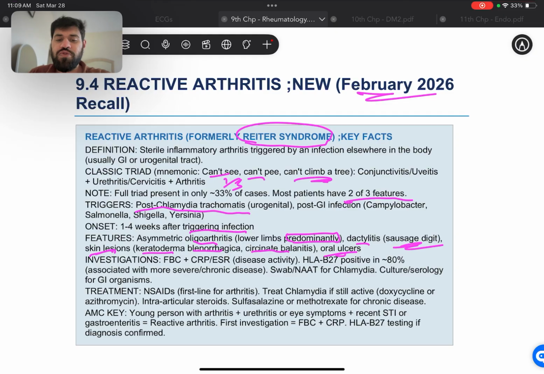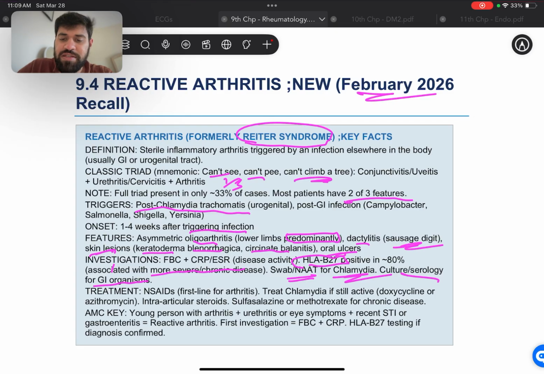Then the investigations of choice is going to be FBC plus CRP and ESR to assess the disease activity, and the CRP and ESR are both inflammatory markers. HLA-B27 is positive in 80% of the cases, so this is an important investigation. Then it is associated with more severe and chronic disease, this HLA-B27. Then swab NAT for chlamydia, because we have to check for what is the underlying disease that led to it, if it's still present or not. And we culture or serology for GI organisms.